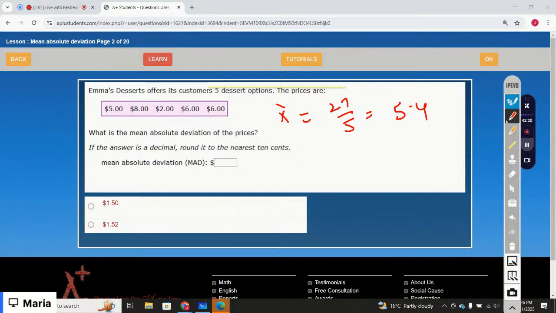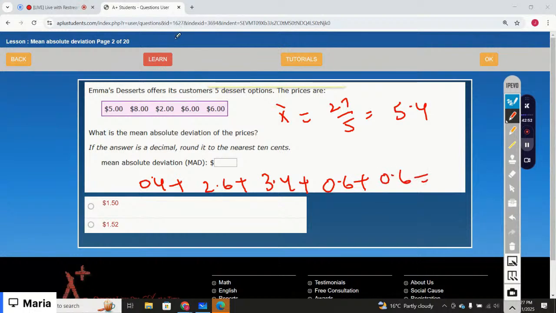5 minus 5.4 is 0.4. I'm writing the absolute values, right? 8 minus 5.4 is 2.6. 2 minus 5.4 is 3.4. 6 minus 5.4 is 0.6. 6 minus 5.4 is 0.6.